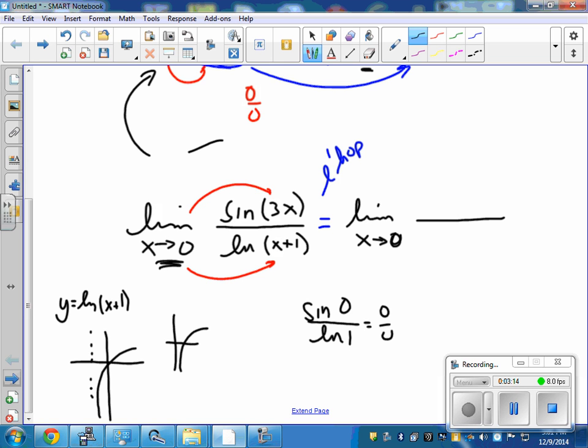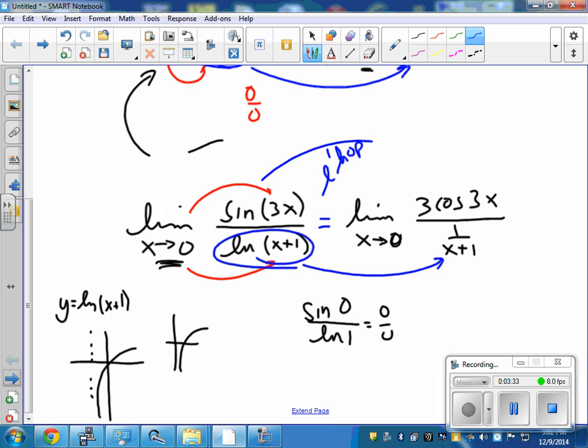So anyway, we get 3 times the cosine of 3x over 1 over x plus 1, right? The derivative of, again, just think derivatives. We are not using the quotient rule here. The derivative of the log, which we had on a previous video, and the derivative of the sine, which we had in a previous chapter.